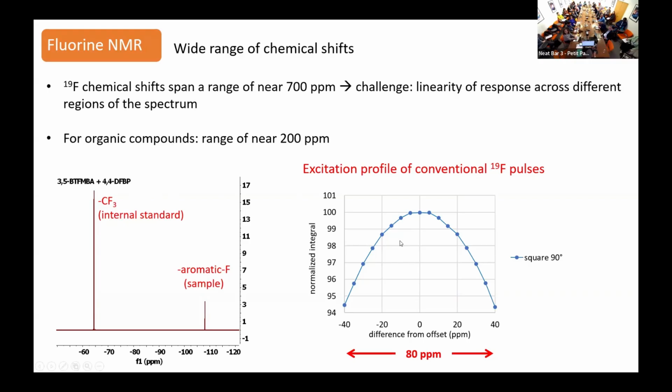And this is the excitation profile of an ordinary 90 degrees square pulse. So here I'm showing only 80 ppm. And even in this range, when we are 40 ppm distant from the transmitter offset, we can have a loss of the signal of over 5%. So it can make a big difference in qNMR.